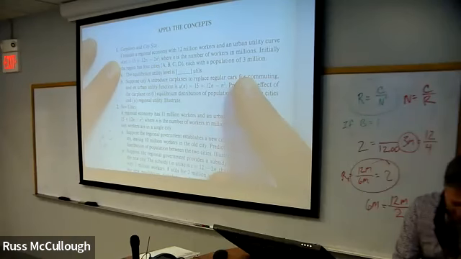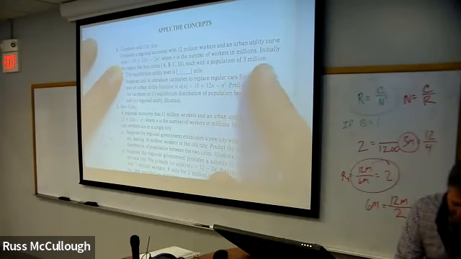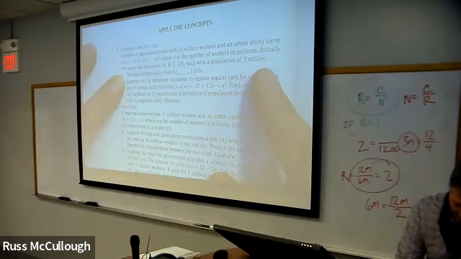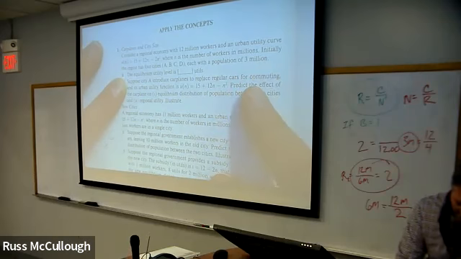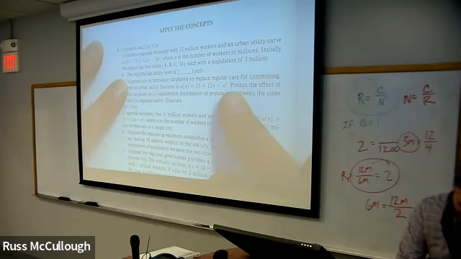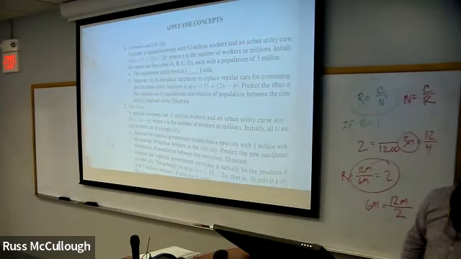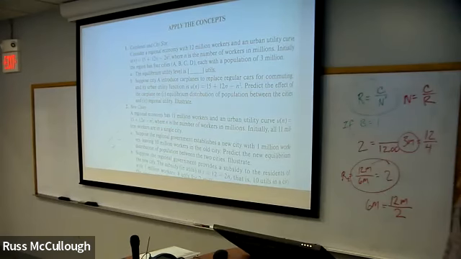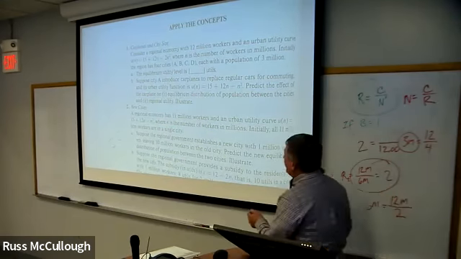So car planes, city size. Consider a regional city with 12 million workers, urban utility curve of that, where N is the number of workers. Initially, the region has 4 cities, A, B, C, and D, each with 3 million, so a grand total of 12 again. What is the equilibrium utility level? And so what part of this was your question?